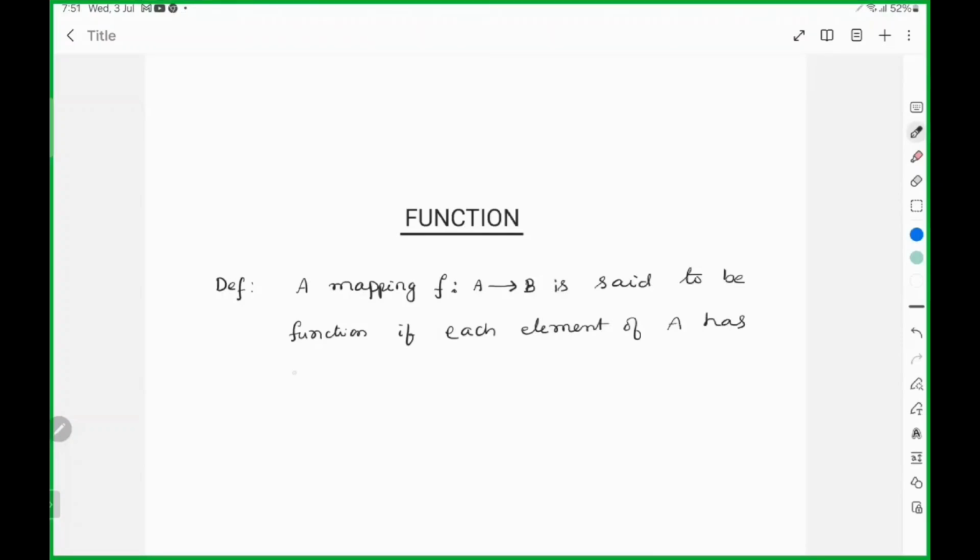Definition: a mapping F from A to B is said to be a function if each element of A has a unique image in B.